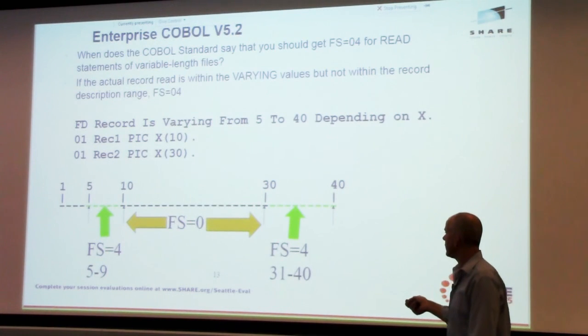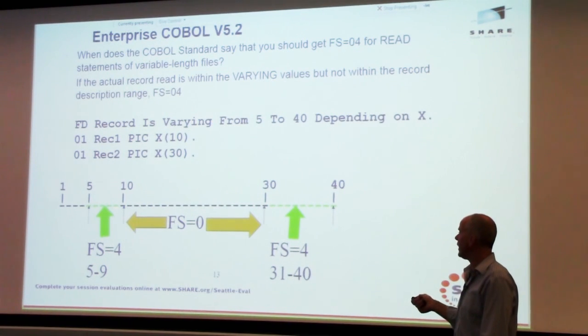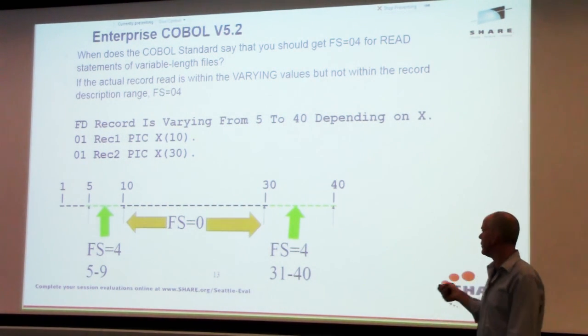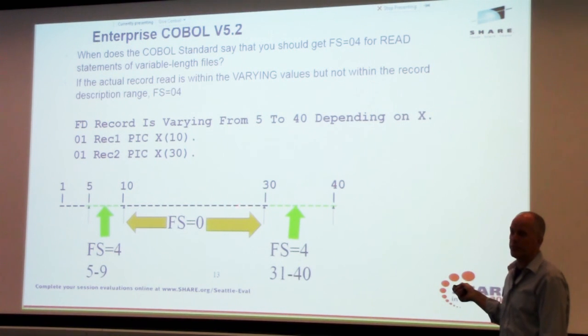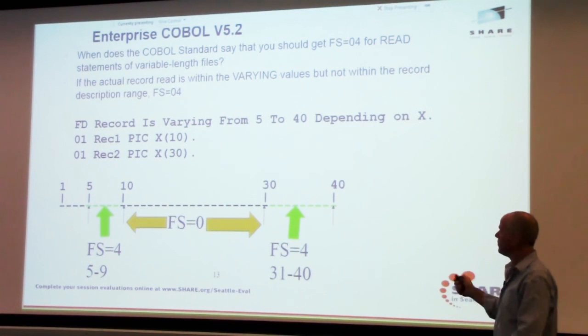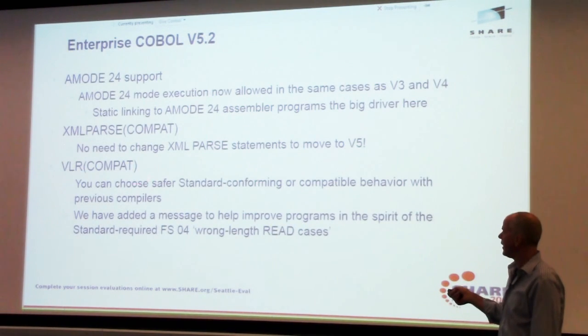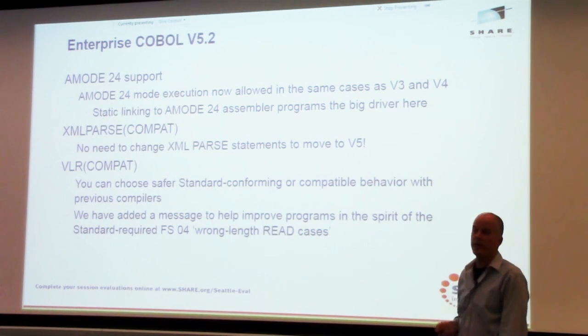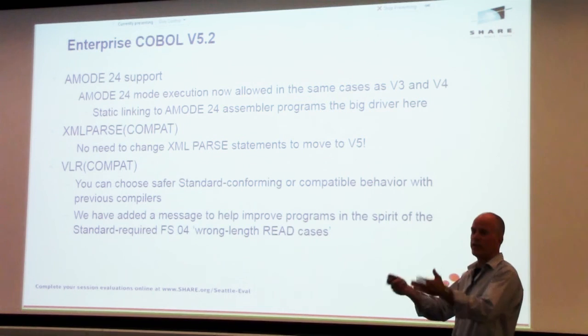But some of my customers say this is a good idea, to get a file status 4 here, because bad I/O things can happen when you're doing this. You can get protection exceptions referring to this area sometimes, depending on the layout of your record areas. But most customers say, I don't care. I've been running this way for 20 years. I want to keep running this way. Thank you very much. So we give you the option.